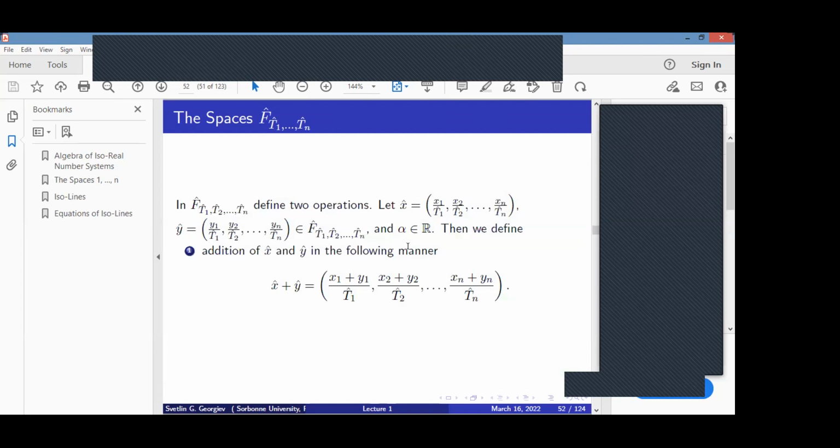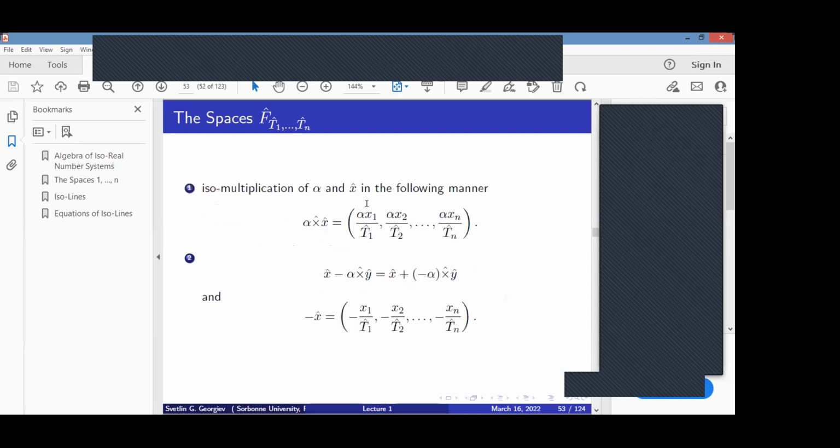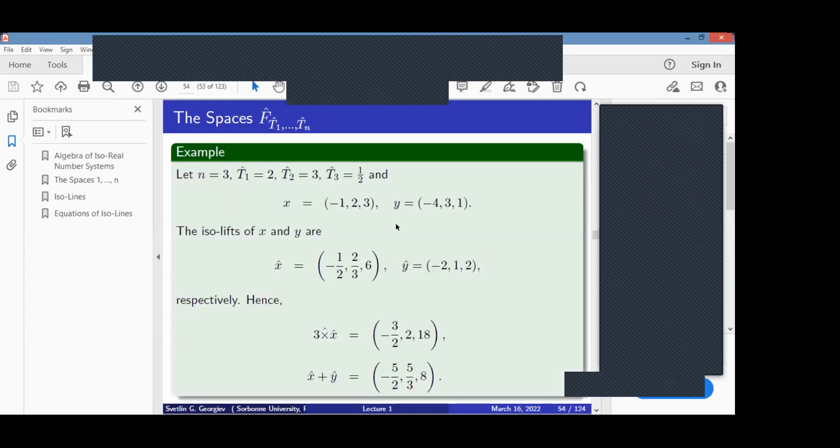So after we have defined the basic operations for n-dimensional isopoints, we define addition between them in this way. Isomultiplication with an iso number or real number in this way. Iso-difference defined with this, equal 1.